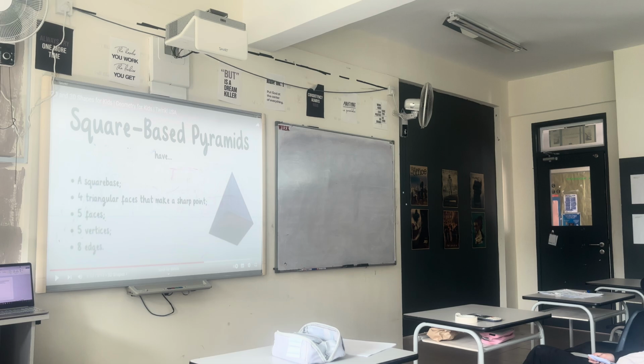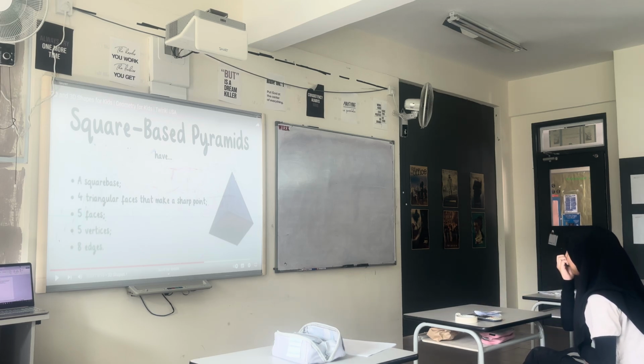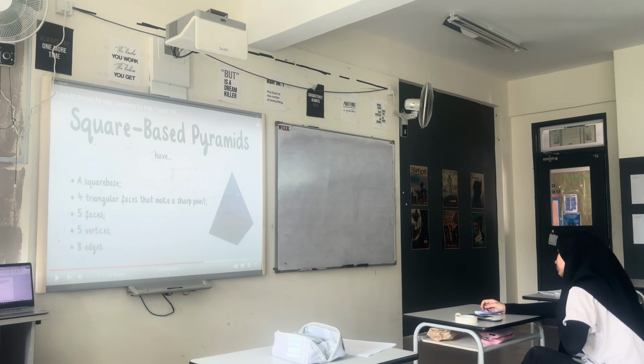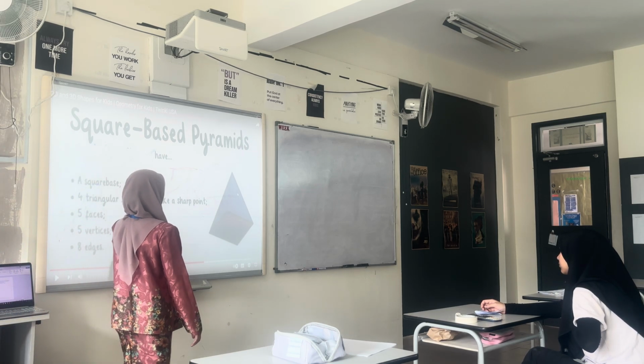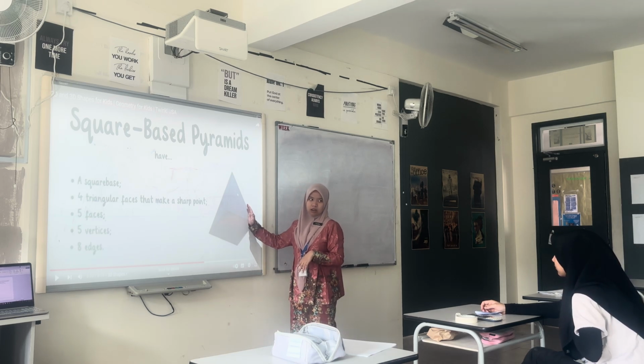Do you understand what a square base is? Is it the bottom here? And then 4 triangle faces that make a sharp point. This one has edges here. They are all the faces that make a sharp point. This means 1, 2, 3, and 4. Is it clear? Okay, right.